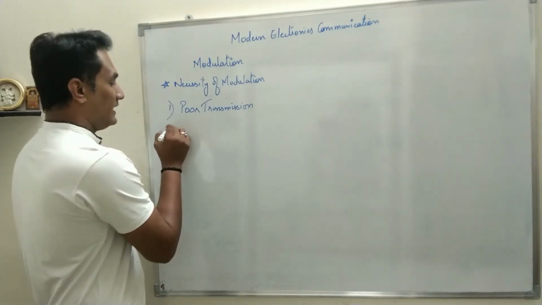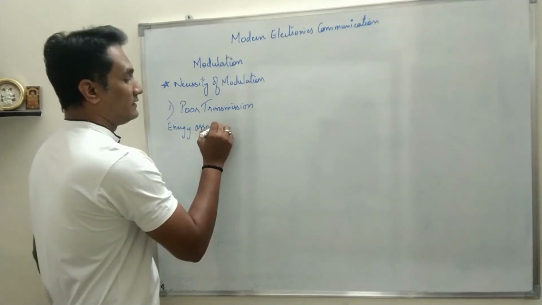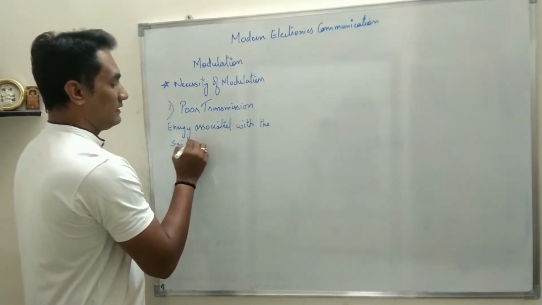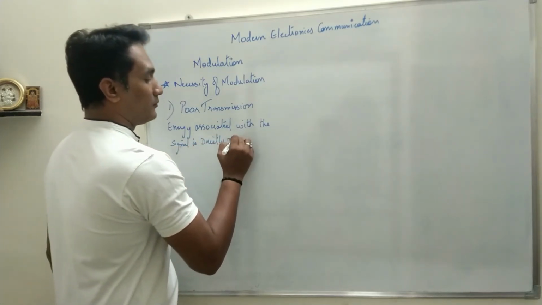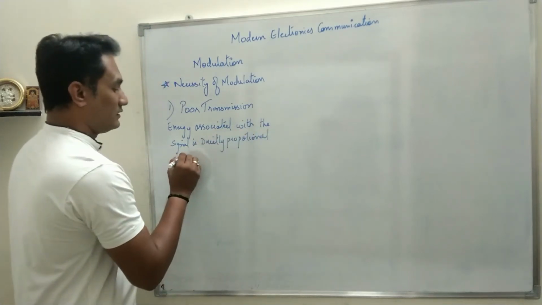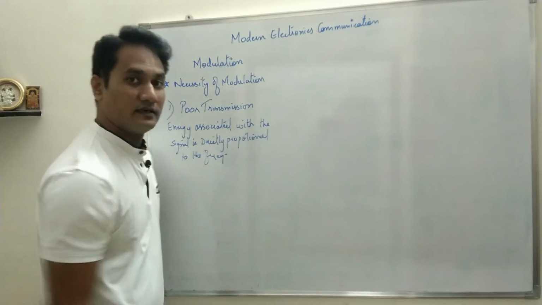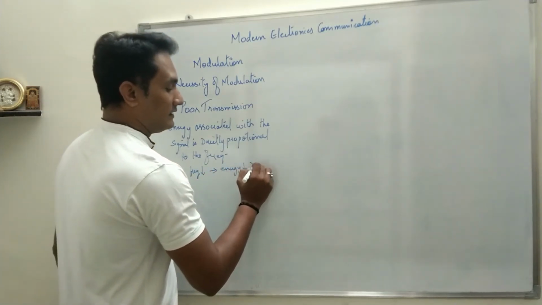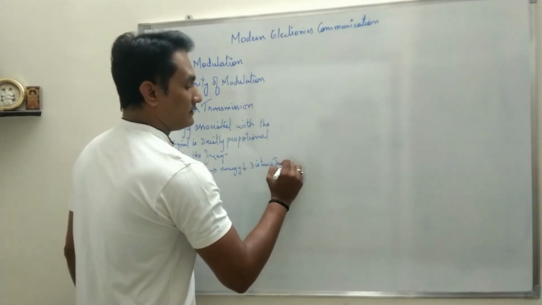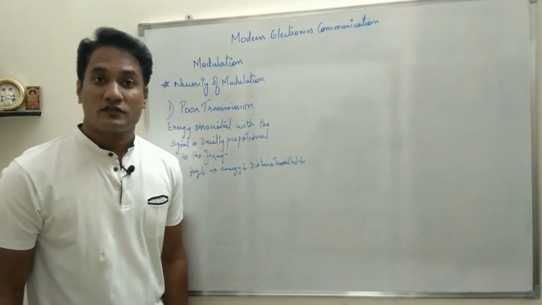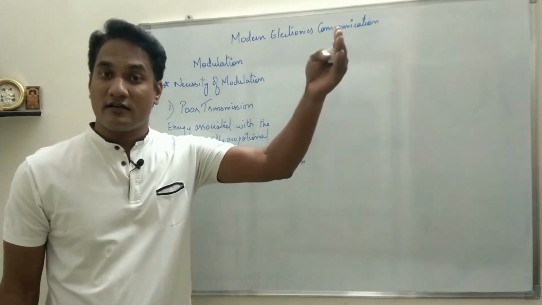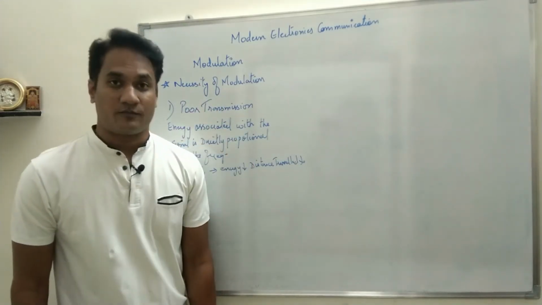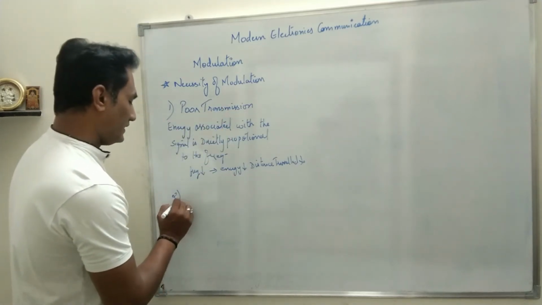Okay, so what we said is the energy associated with the signal is directly proportional to the frequency. So if frequency is less, energy is less, and the distance traveled will be less. So of course, if you have to transmit your audio frequency over a long distance, you need to change the characteristics, you need to modulate, and that is why modulation is necessary. So that was the first point, poor transmission.